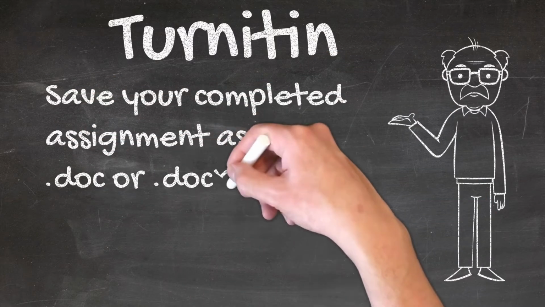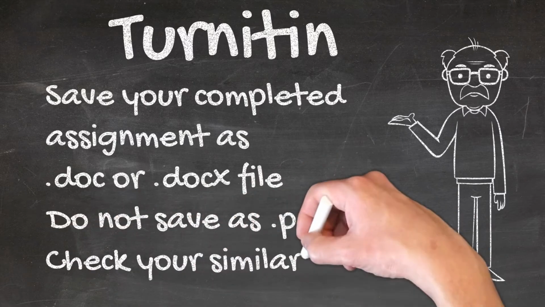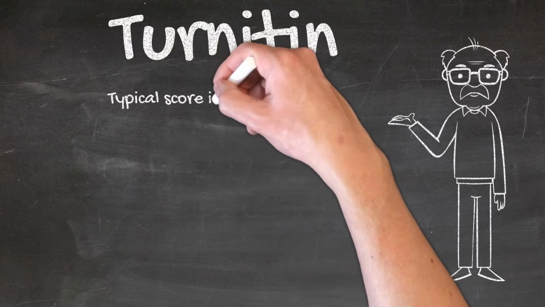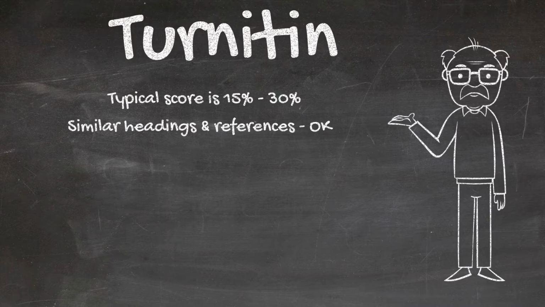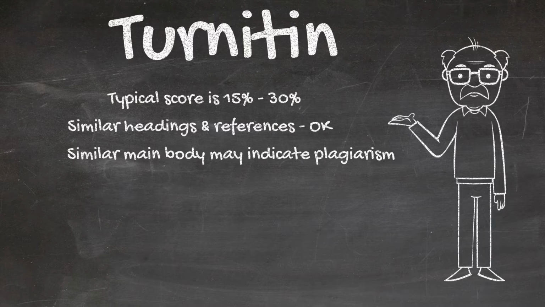Turnitin will evaluate it for plagiarism and return a similarity score. A typical score is between 15 and 30%. This is because many students will use similar headings and the same references. But you should look at your score, especially if it is higher than 30%. If you have a lot of similarity in the main body of your text, you should consider rewriting the document.